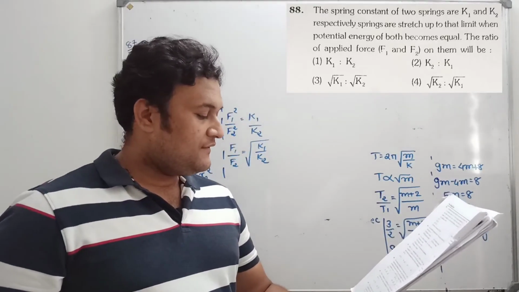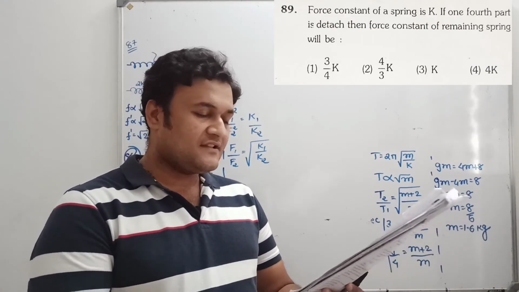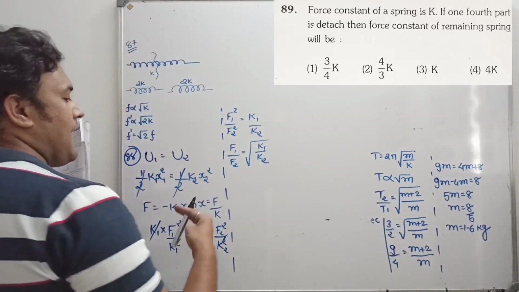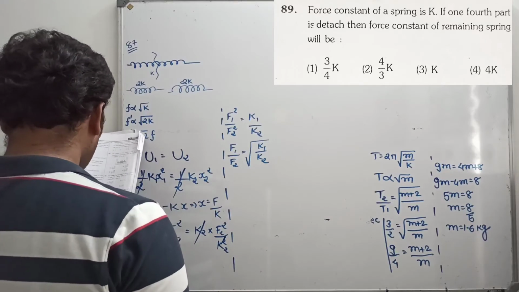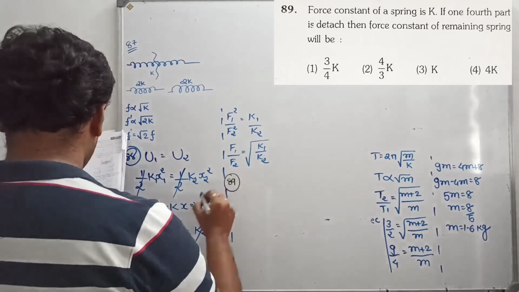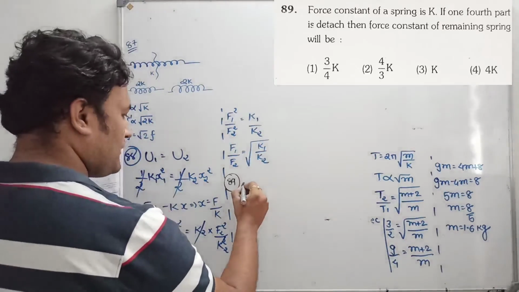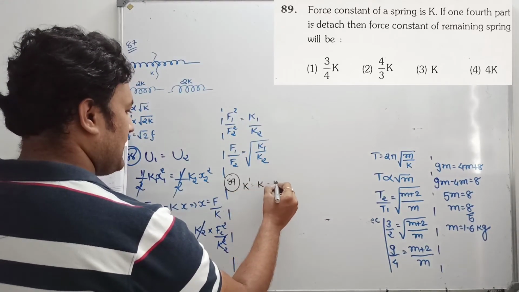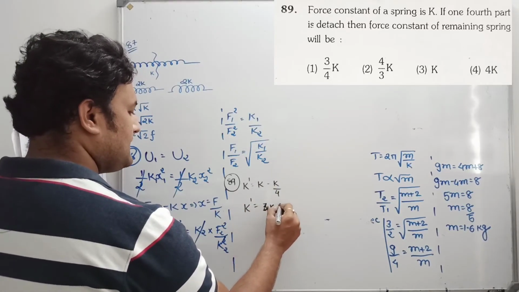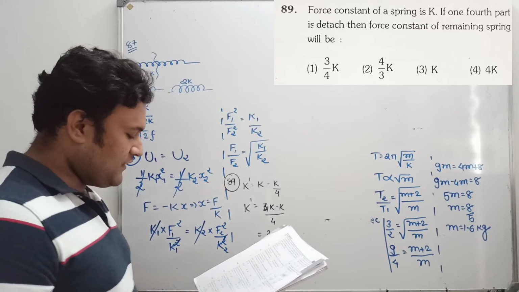ચલો, 89 પણ તમને આવડે એવો છે. Force constant of spring is k. If 1/4 part is detached, then detached એટલે એને રિમૂવ કરવામાં, then what is the force constant of the remaining spring? 1/4 પાર્ટને આપણે શું કરીએ છીએ? ડિટેચ કરીએ છીએ. તો k dash is equal to 4k minus k divided by 4, so the answer will be 3k/4. સિમ્પલ છે.